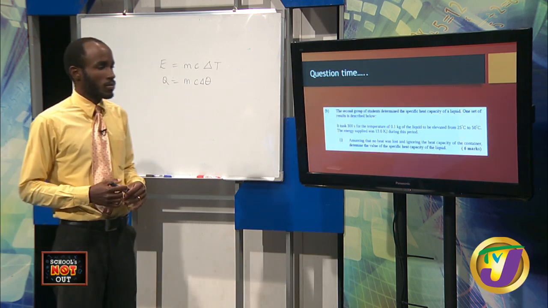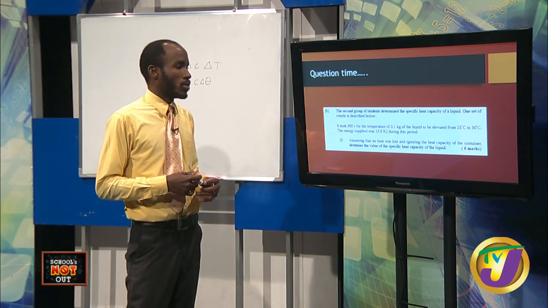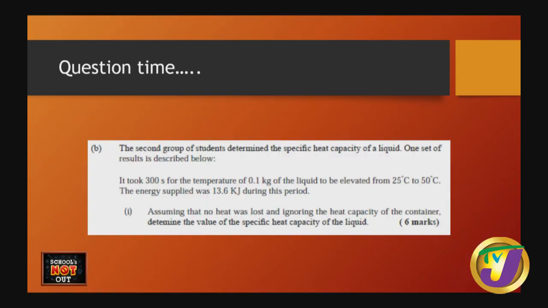Alright, a quick question. The second group of students determine the specific heat capacity of a liquid. One set of results is described below. It takes 300 seconds for the temperature of 0.1 kilogram of the liquid to be elevated from 25 degrees Celsius to 50 degrees Celsius. Energy supplied was 13.6 kilojoules during this period. Assume no heat was lost and ignore the heat capacity of the container, so only looking at the liquid, determine the value of the specific heat capacity of that liquid.